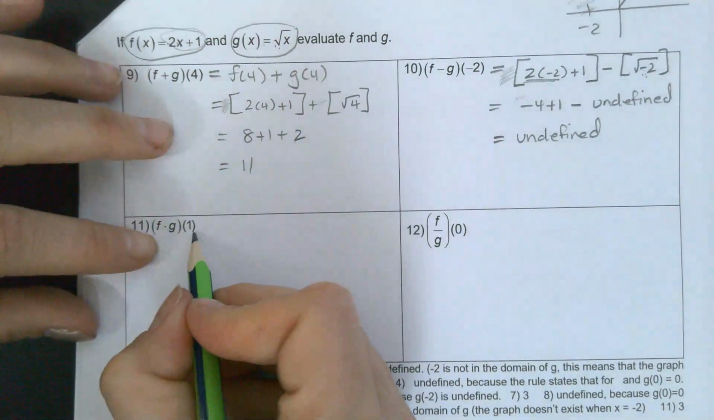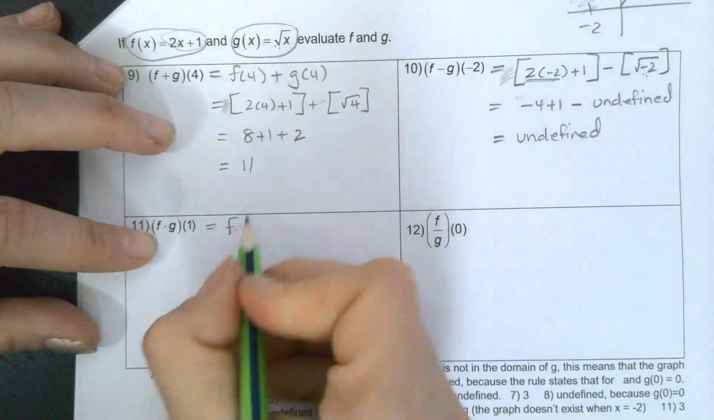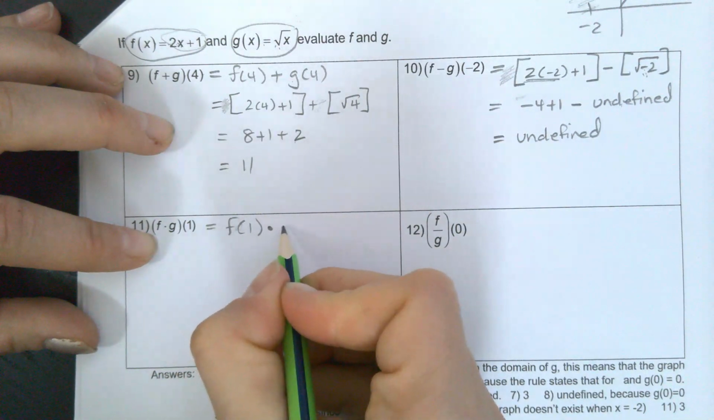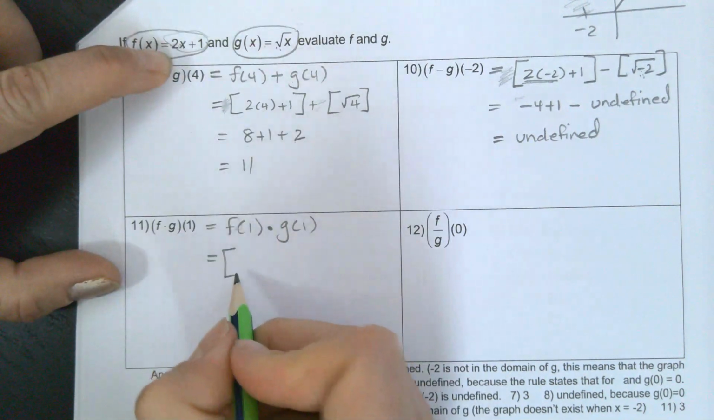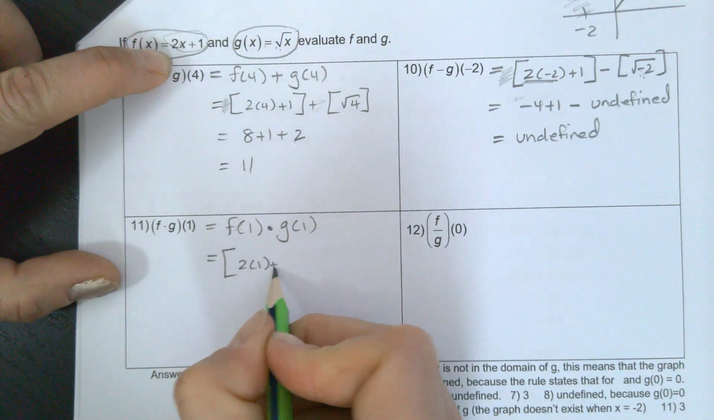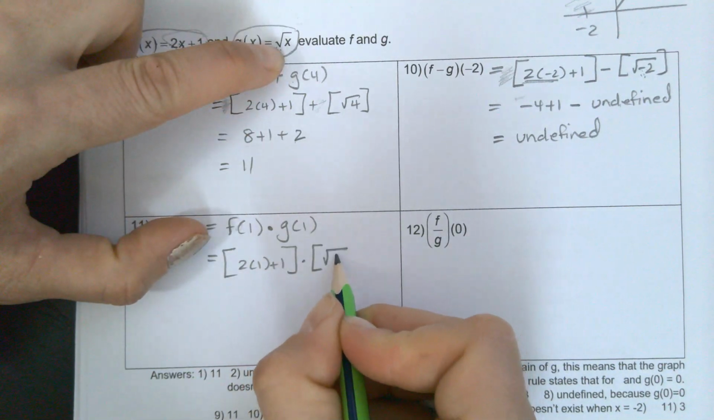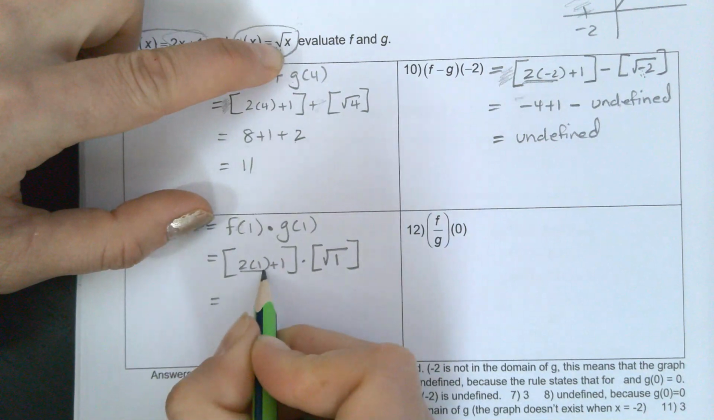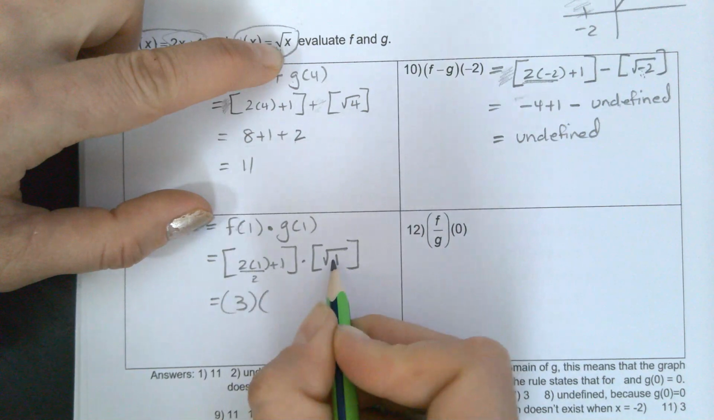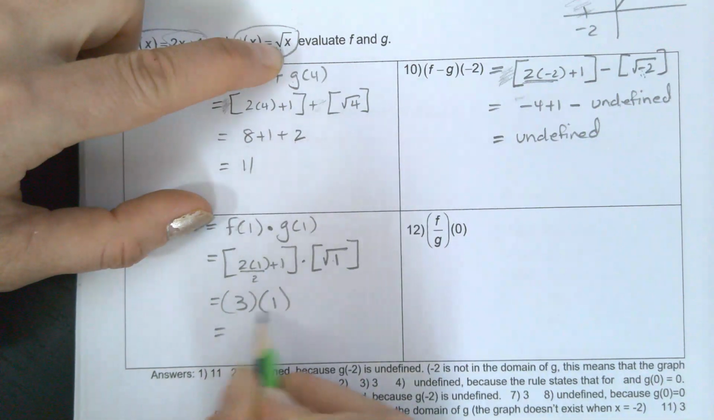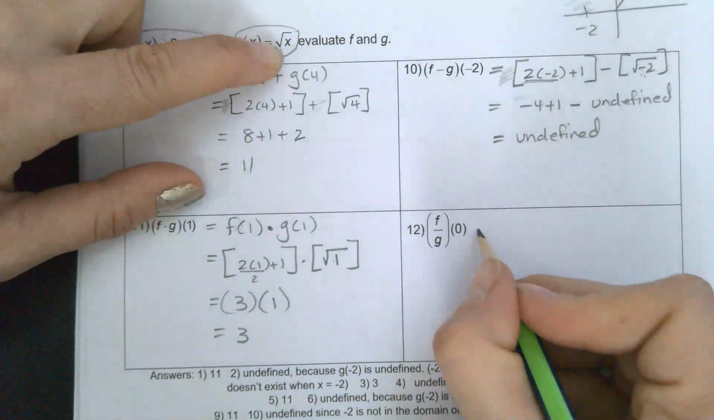Now I'm going to multiply them together. So f of 1 multiply g of 1. So I'm going to put a 1 into this function. And I'm going to multiply it by the square root of 1. So that's 2. 2 plus 1 is 3. Square root of 1 is 1. 3 times 1, well, that's just 3. That was okay. Now let's divide.